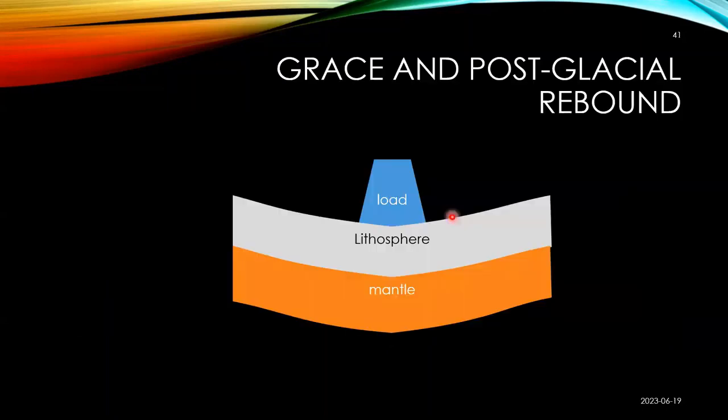Also, post-glacial rebound: we know the mantle is viscous. When we have lithosphere, mantle and a load, the load bends the lithosphere down toward the mantle. But what happens if the load goes?